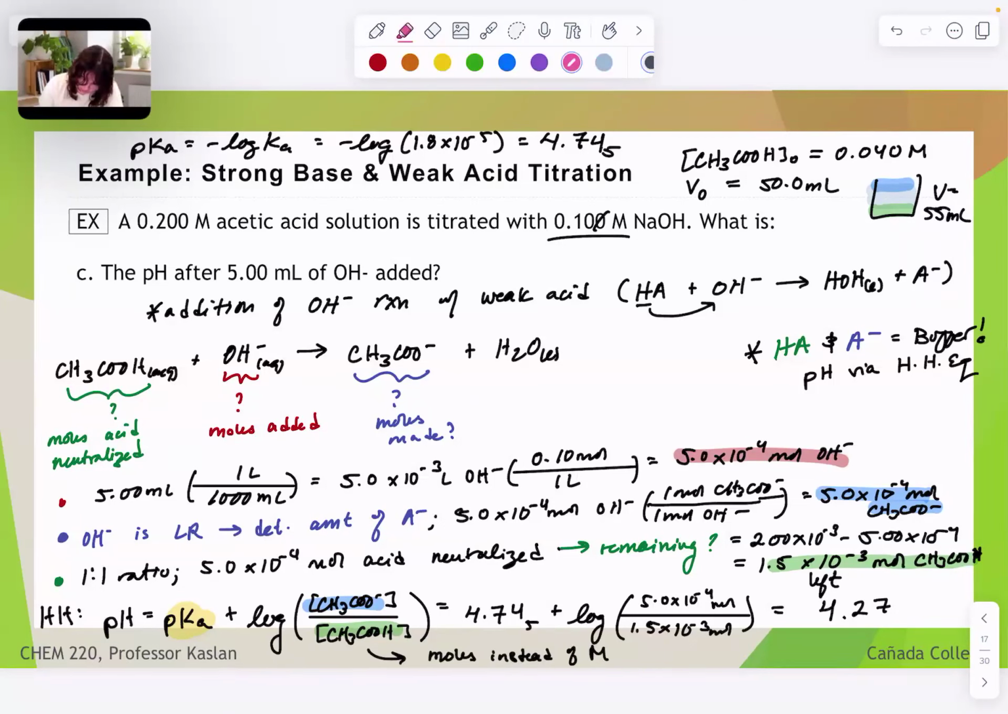So again, if we were asked to find the pH, I have done so, but I've done so using the Henderson-Hasselbalch equation because I am now a buffer.